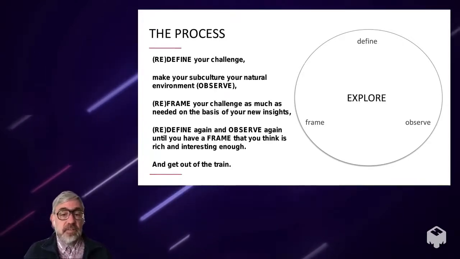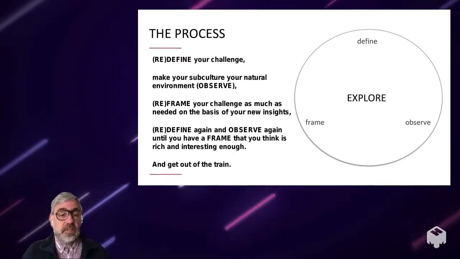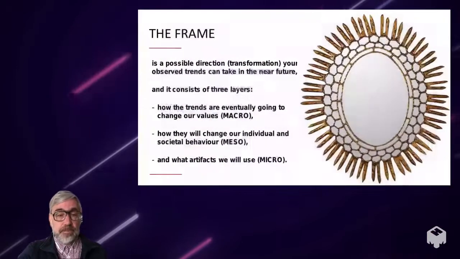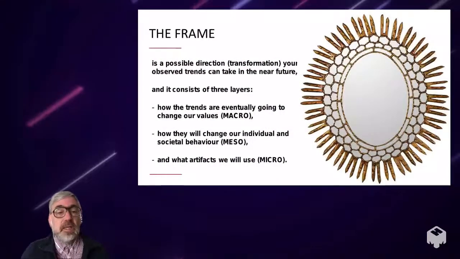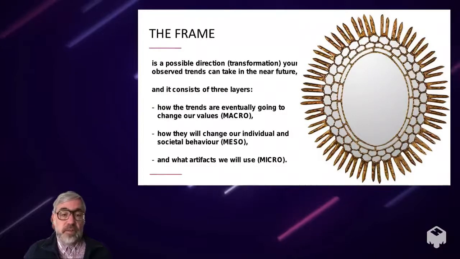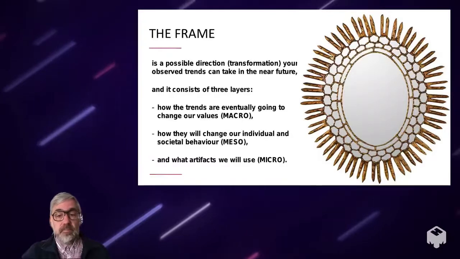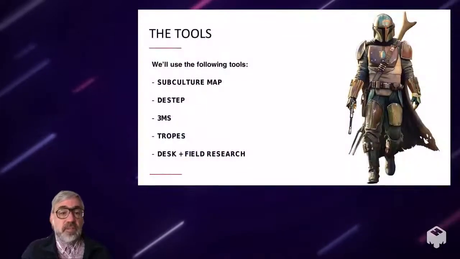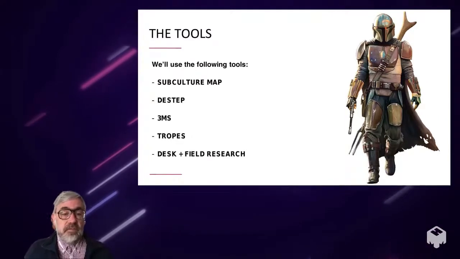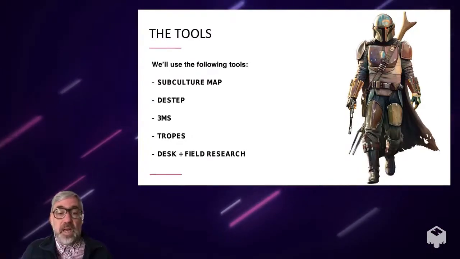At the end of this phase, you will have a frame of a trend that you think is interesting enough to take to the next imagine phase. And the frame is a combination of the three levels that we've talked about a lot: macro, meso, and micro. The tools we are using are the subculture map, the D-step, the 3Ms, the tropes, desk and field research, and also the anxiety matrix by Kapunk.